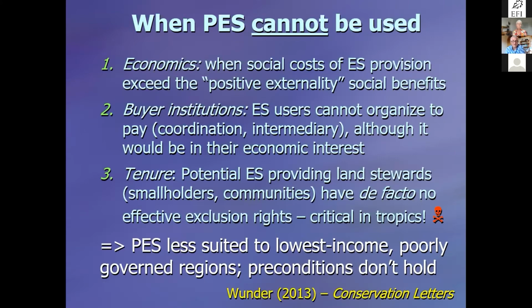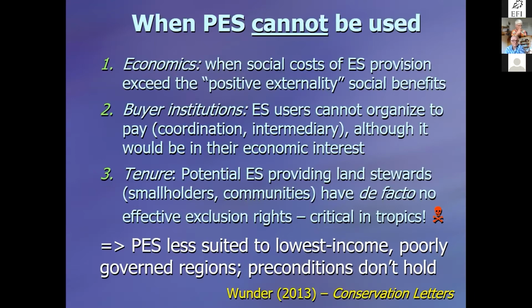Also important to think about, when can PES actually not be used? And I'm pointing here to 3 predominant situations. One is the economic side of things, when the social costs of providing these environmental services actually exceed what you gain from more environmentally benign practices, and the positive externality is not valuable enough. So then, of course, you can't make things square. A second situation is institutional, in particular on the buyer side, when they can't get their act together in terms of coordinating themselves or finding the right intermediary to help them to pay, although it actually would be in their economic interests vis-a-vis factor number 1.